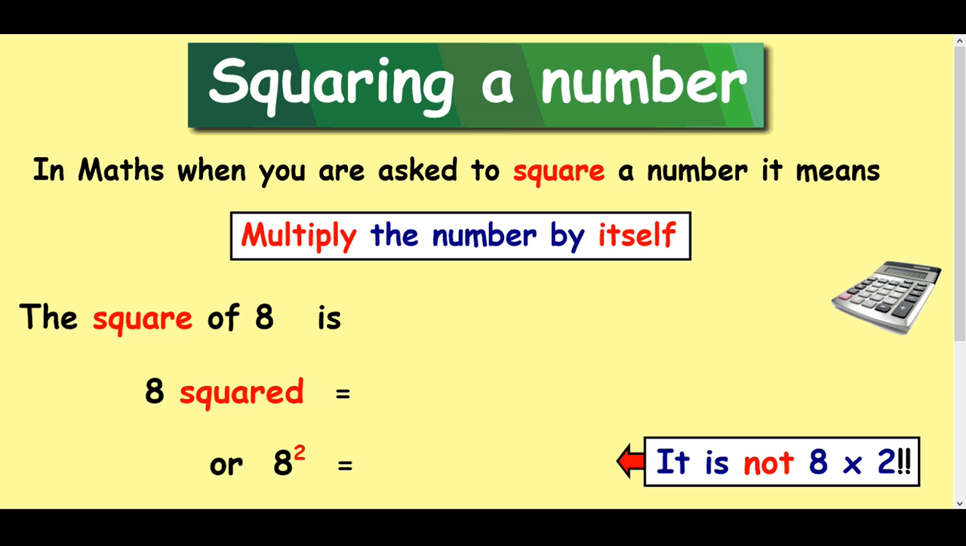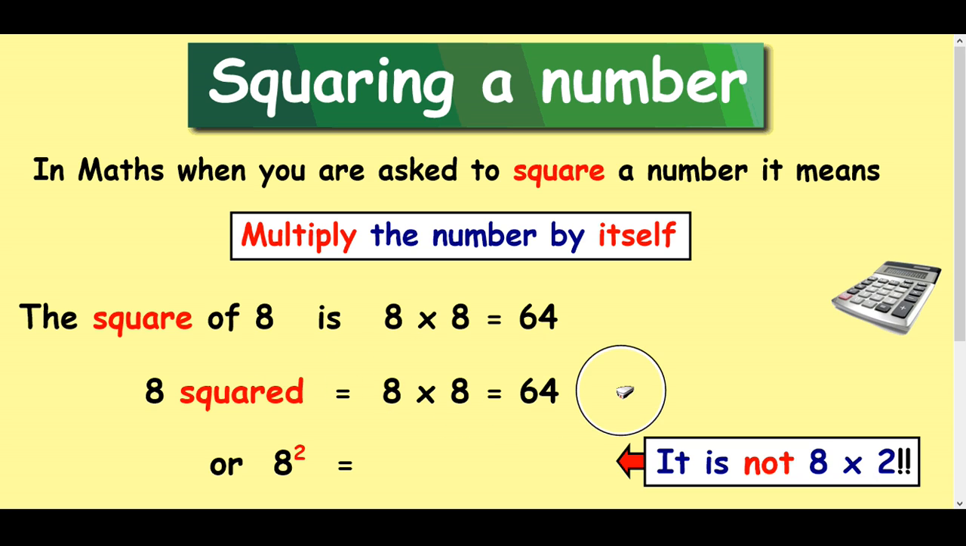Okay, let's go back to something simpler, and we'll talk about squaring a number. Again, something you should have seen before, but we'll go through some examples of how to do that because they appear in the exercise. So in maths, when you're asked to square a number, it means multiply the number by itself. So the square of 8 you could say is 8 times 8, which is 64. 8 squared can be written like that, or we usually see it like this, 8 with a wee 2 above. They all mean the same thing, square of 8, 8 squared and 8 and a wee 2.